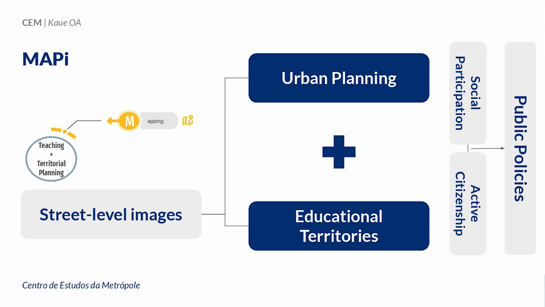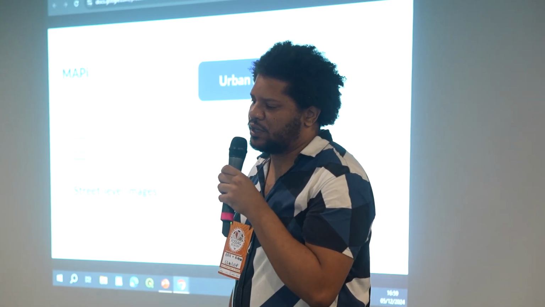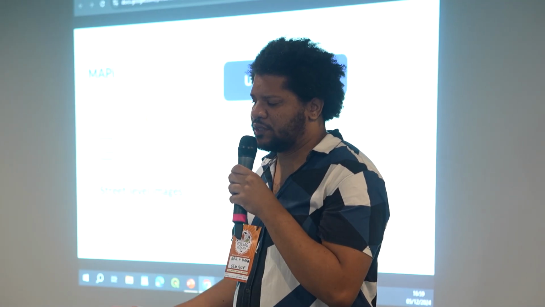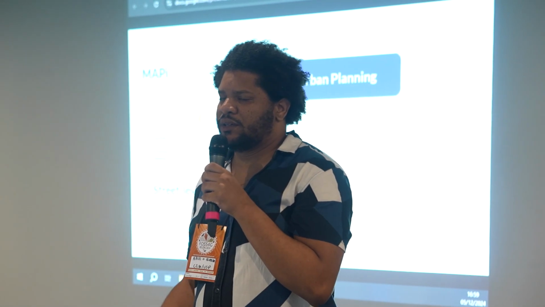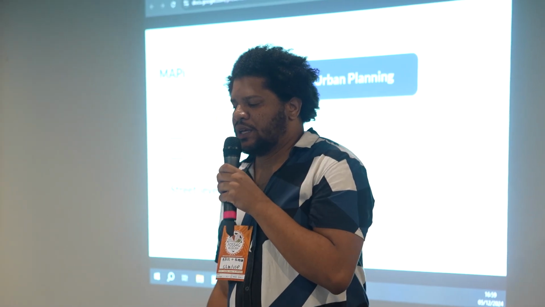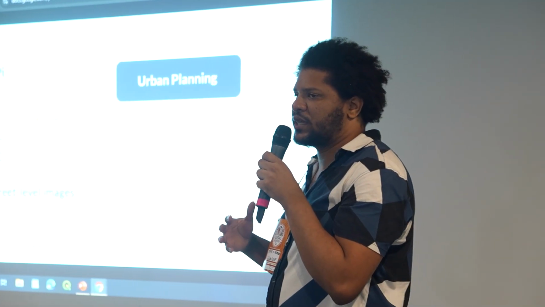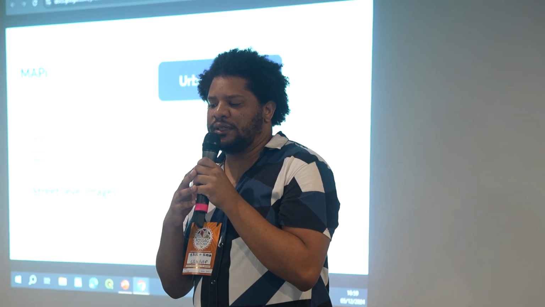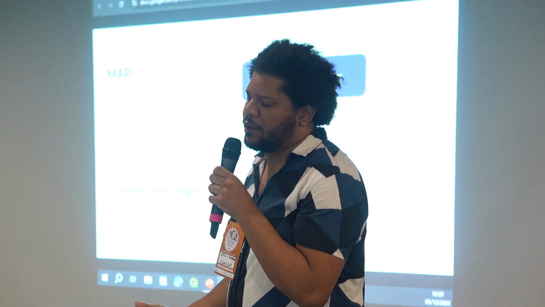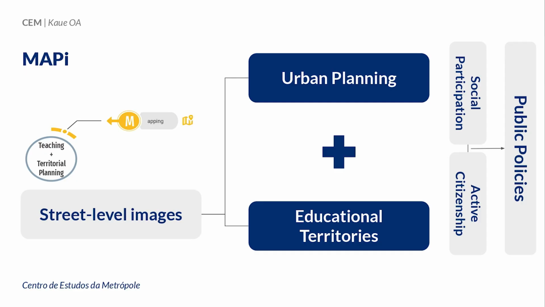So we see mapping as a very interesting tool to provide participatory power to civil society by generating data that is not collected by the official authorities and is not available in the public records. The idea is that this kind of data that comes from the community can complement the official data, and we can create more robust evidence for public policies.